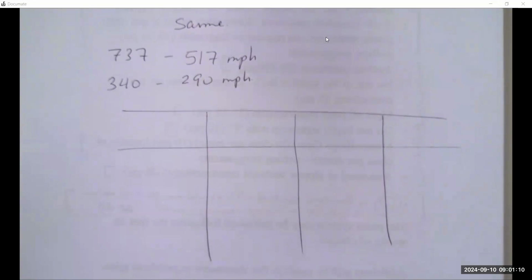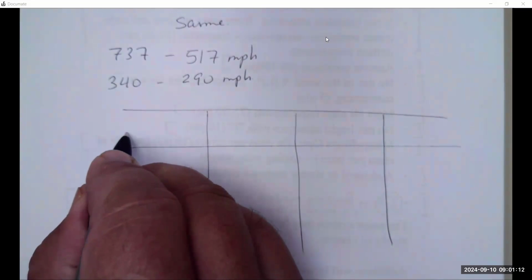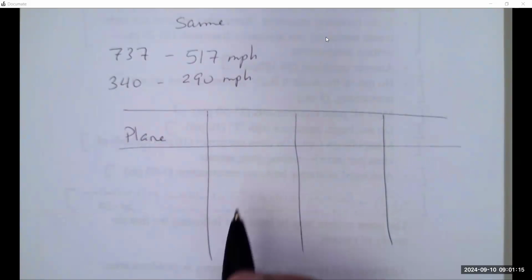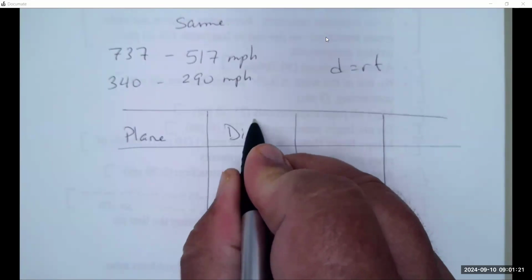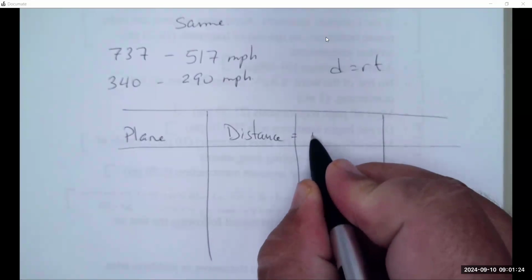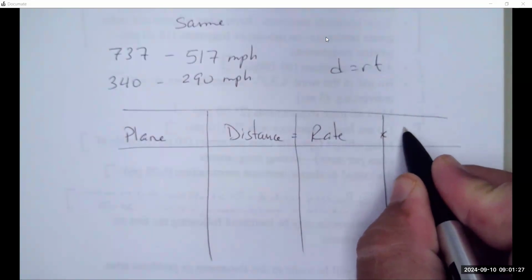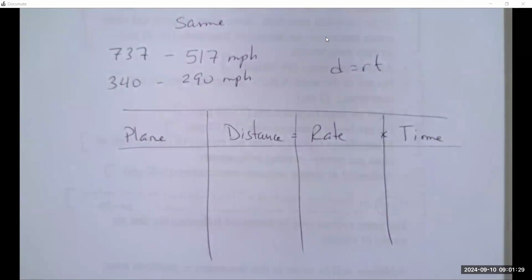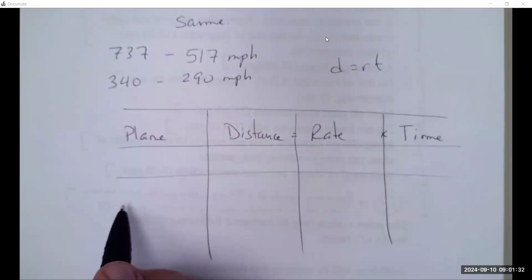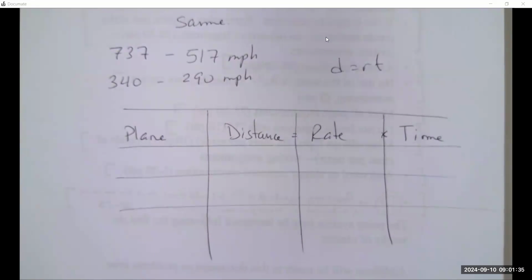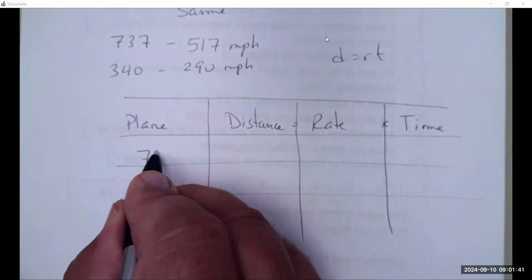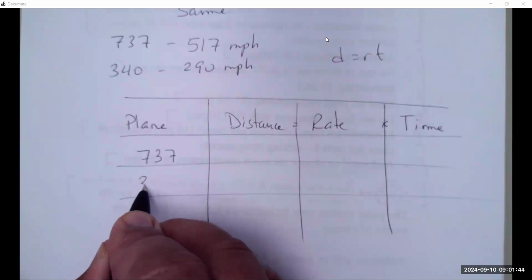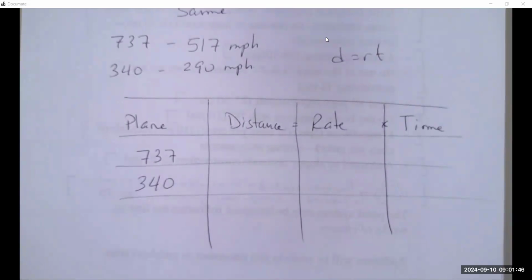It's much easier to keep things organized with what we have. Here we have the plane. And our formula we're using is distance equals rate times time. Let's plug in what we know. We have the 737 here and the 340 here.